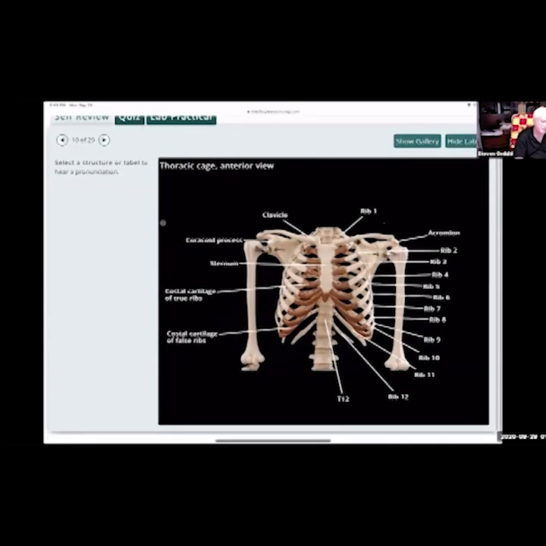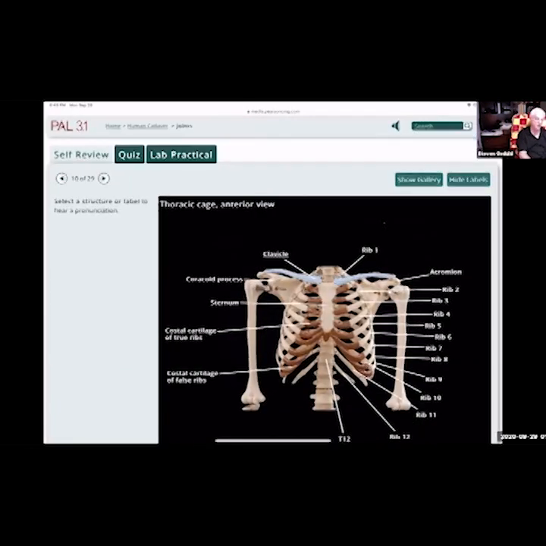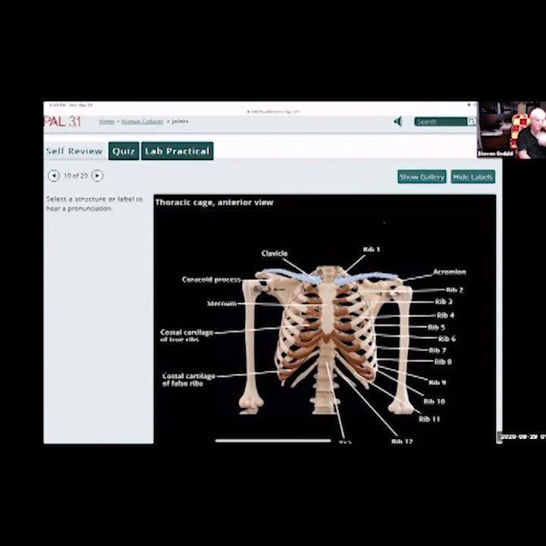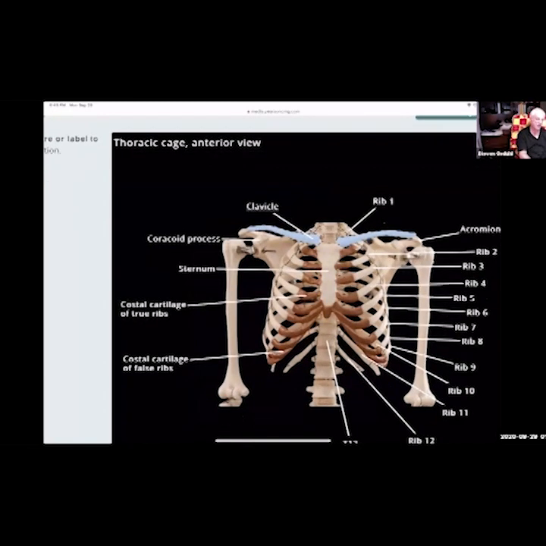Okay, in the thoracic cage, you do have your clavicle, your collarbone. You have the coracoid process of the scapula. Okay. And that's just behind the acromion right here. The acromion is the bone right there where it comes up. That's the most anterior portion that forms the shoulder joint.